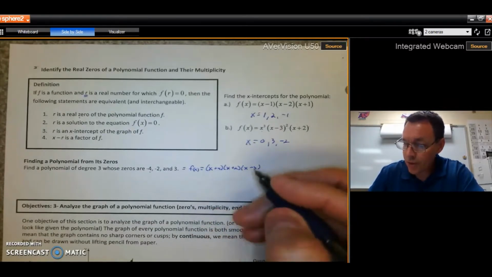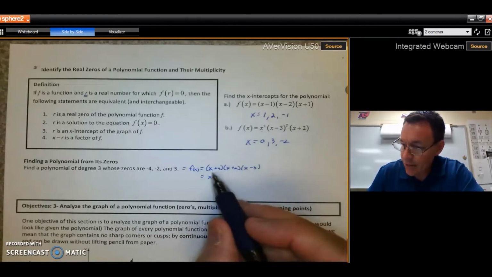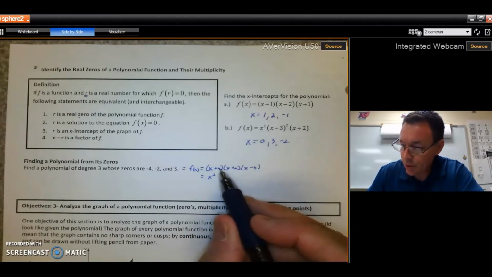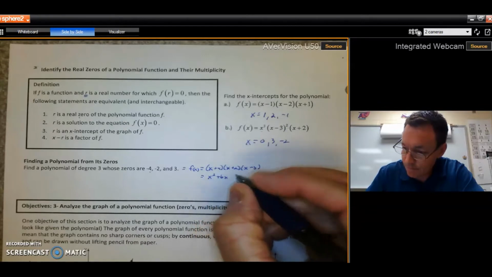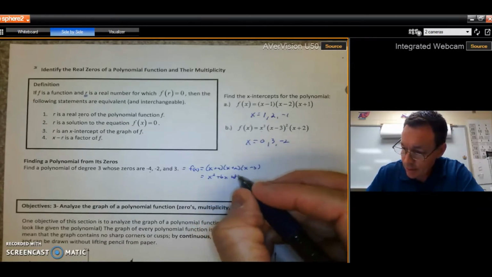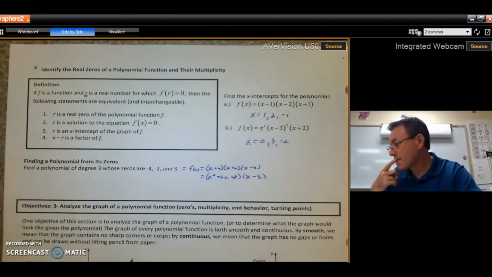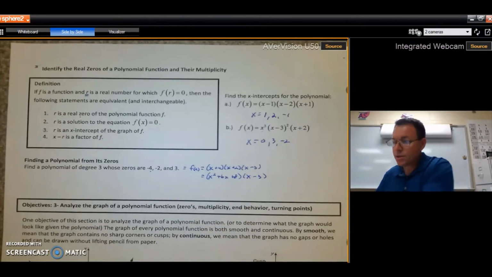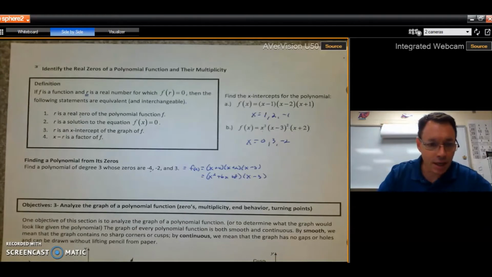So you could FOIL these two together. I'm going to get x squared, and then it's going to be x times 2. So I'm going to get a 2x and a 4x, so that's a 6x. And then plus 8. And then that has to get multiplied by the x minus 3 there. Okay, so again, you would FOIL that out. Now, I've got the answer. I'm going to save myself a little bit of time here on this one.